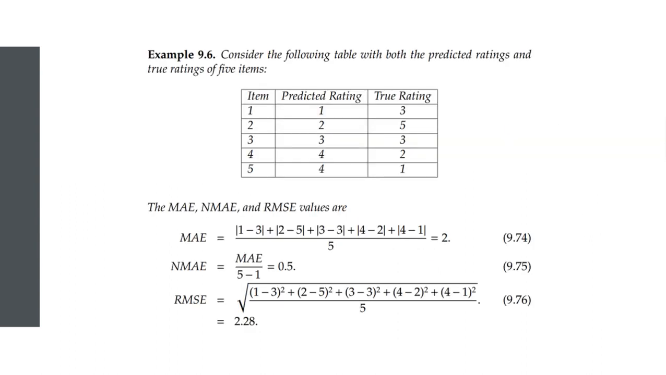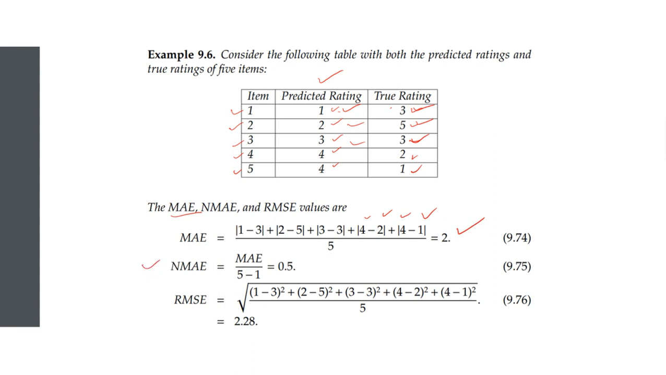Now consider the following table with both the predicted rating and the true rating of 5 items. So items 1, 2, 3, 4 and 5, the predicted ratings are given as 1, 2, 3, 4, 4, and the true ratings are 3, 5, 3, 2, 1. Now the MAE as per the formula: we have to find the absolute differences, that is |1 minus 3| plus |2 minus 5| plus |3 minus 3| plus |4 minus 2| plus |4 minus 1| divided by 5. We are getting 2 as the MAE.